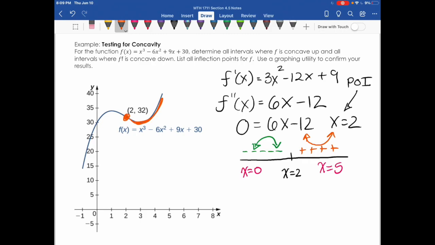So when I check that against my graph, here's my point of inflection. I'm concave up when x is greater than 2, and I'm concave down when x is less than 2. So that definitely works, and I already have the graph because I copied it from the textbook, but you can certainly put this in on your calculator.